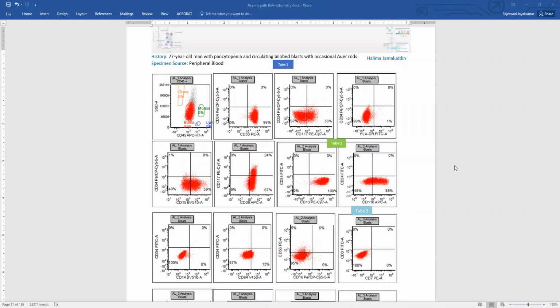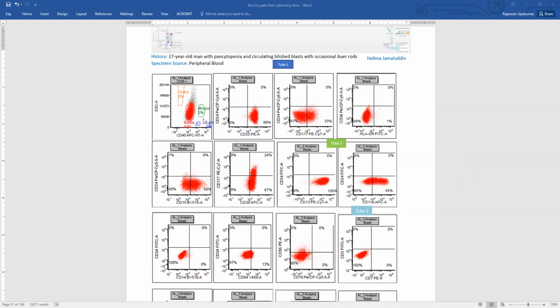Hello everyone, we are now going to go over the peripheral blood flow cytometry from a 27-year-old man who presented with pancytopenia and circulating bilobed blasts with occasional Auer rods. Let's start with CD45 versus side scatter.